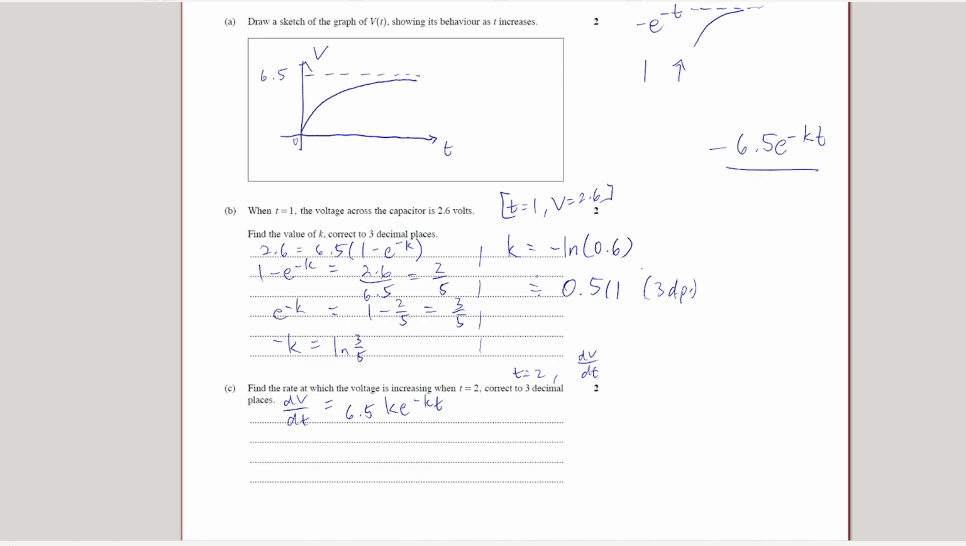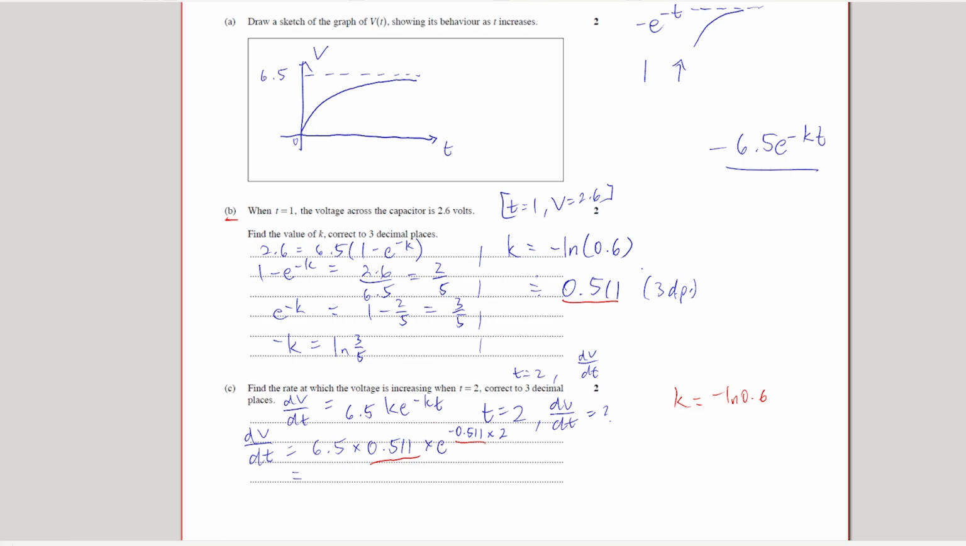So now at t equals 2, what is dV on dt? Okay, just plug it in. One thing I want to point out is over here, when you're subbing in k, the reason why I use this is because we got the value from the previous question here. But if they didn't ask for the value in the previous question, I would use the exact value. So that would be k equals negative ln 0.6. If this was a different question, I would use the exact value.